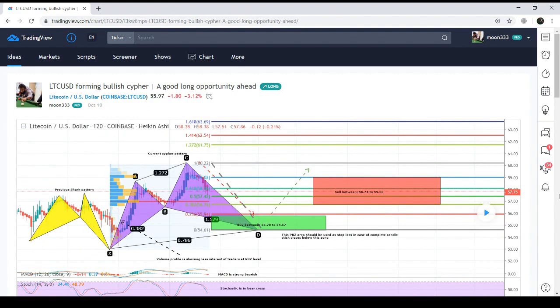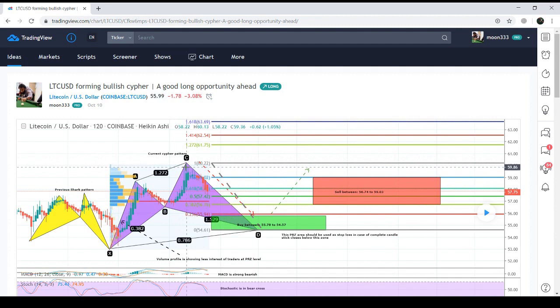Then I shared the Litecoin or LTC US dollar trade with you. On this chart, after the initial leg, the price action retraced between 0.382 to 0.618 Fibonacci, and the B to C leg was retraced between 1.272 up to 1.414 Fibonacci.